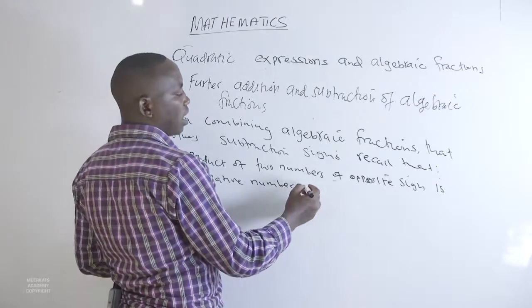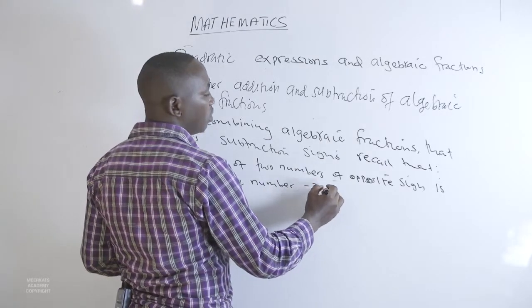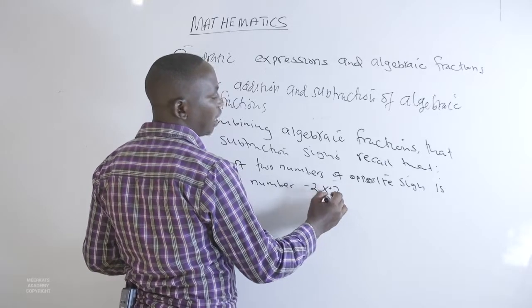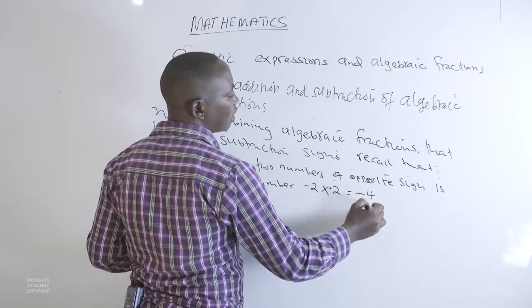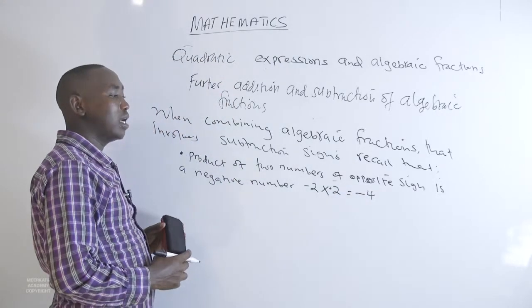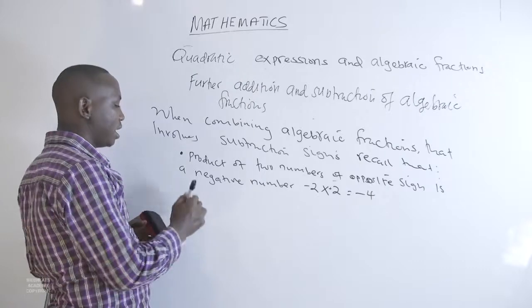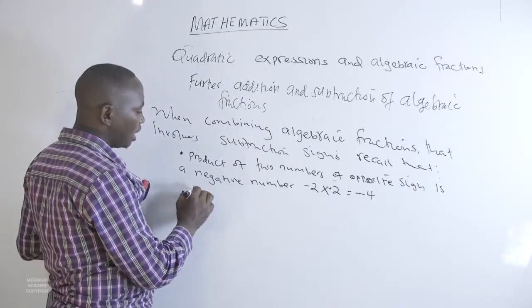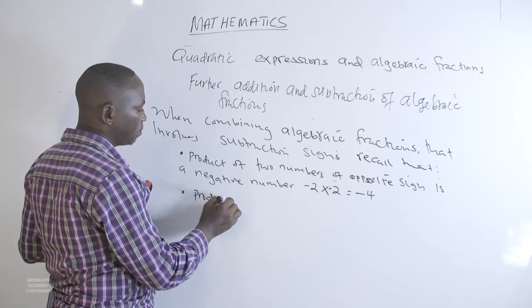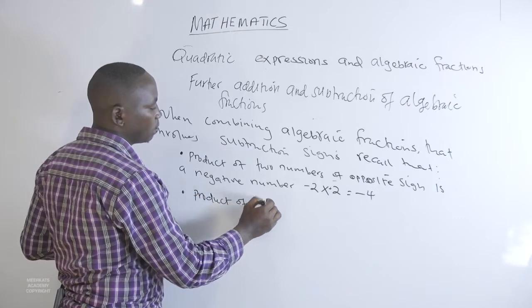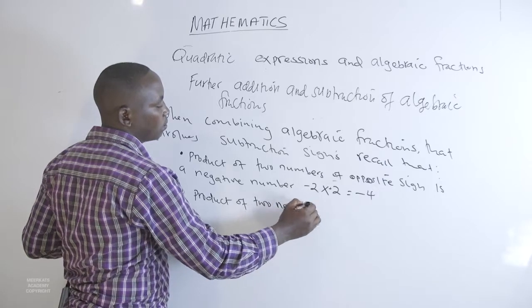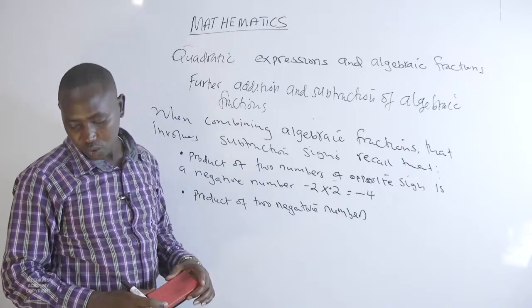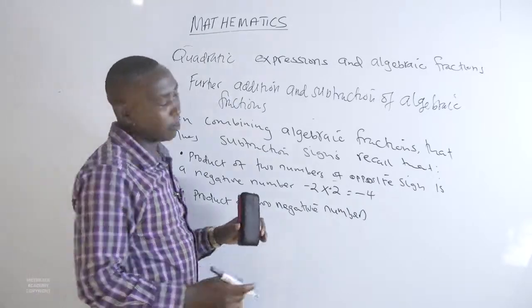For example, if you have negative 2 multiplied by positive 2, the signs are different. This will give us negative 4. So the result is going to be a negative number. Number 2, the product of two negative numbers is a positive number.